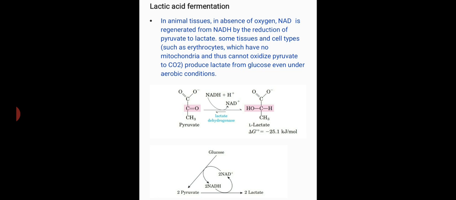This reduction of pyruvate to lactate is catalyzed by the lactate dehydrogenase enzyme. We know that in glycolysis, dehydrogenation of two molecules of glyceraldehyde 3 phosphate derived from each molecule of glucose converts two molecules of NAD plus to 2 of NADH. Because the reduction of two molecules of pyruvate to 2 of lactate also regenerates two molecules of NAD plus, there is no net change in NAD plus or NADH.